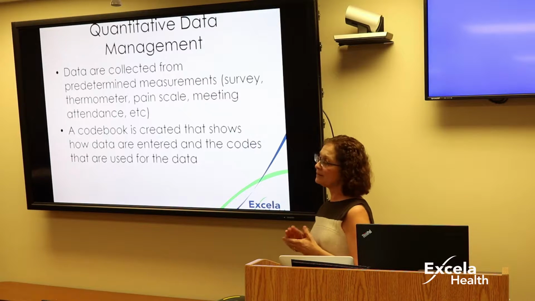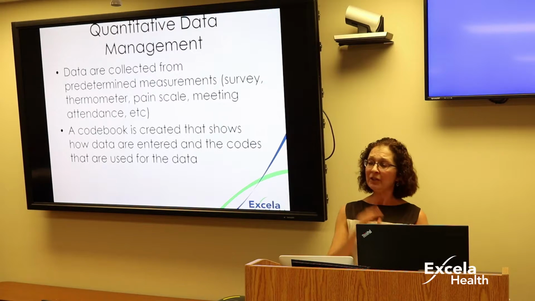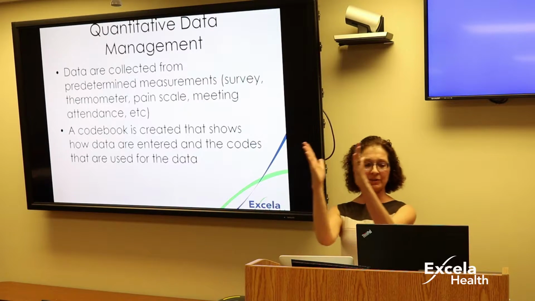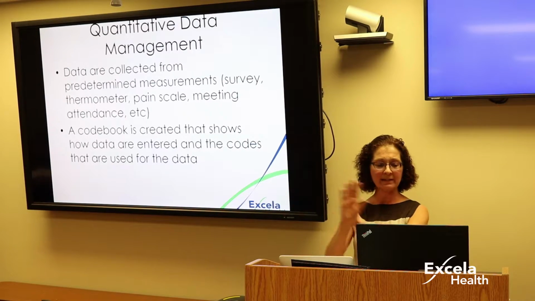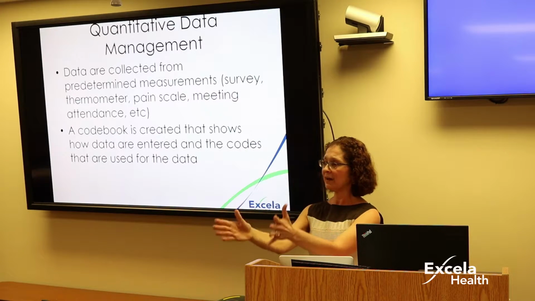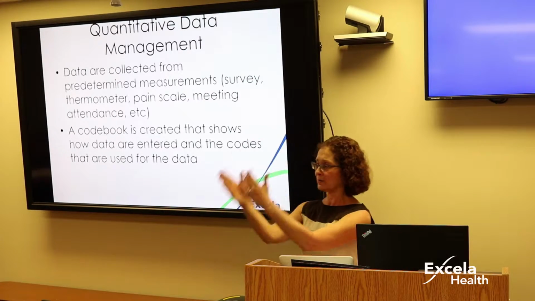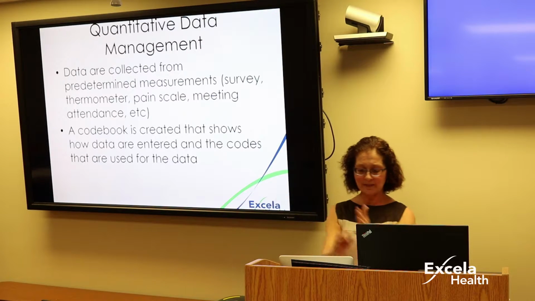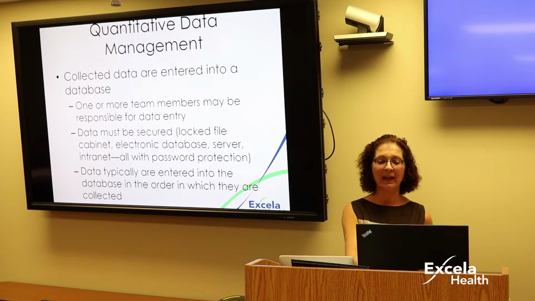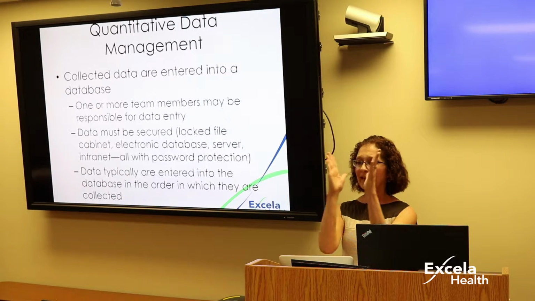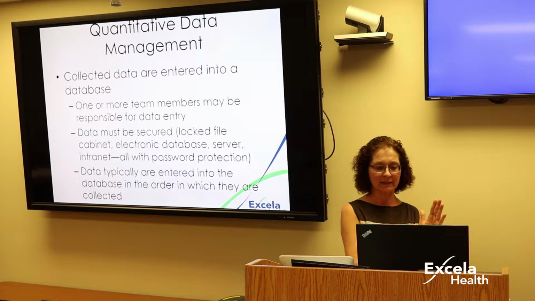So your quantitative data management. You already have those instruments that are measuring your study outcomes, your surveys, your thermometers, your pain scales, whatever it is. You already came up with your code book to tell you that 0 is no falls, 1 is a fall. 0 is no lavender, 1 is lavender infusion drops. So it's real important that you have a code book that reflects every piece of data you are collecting.